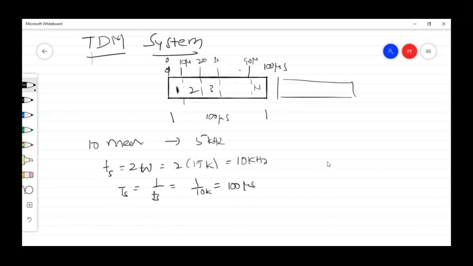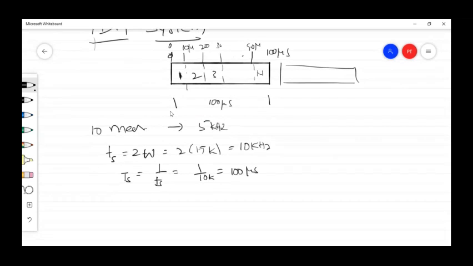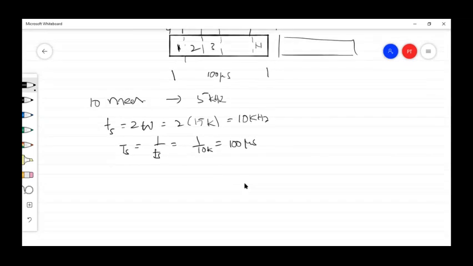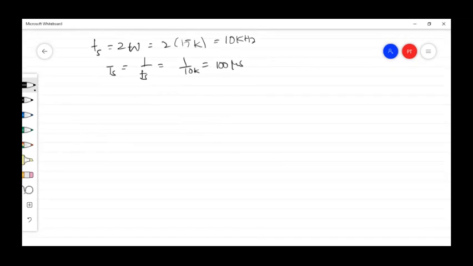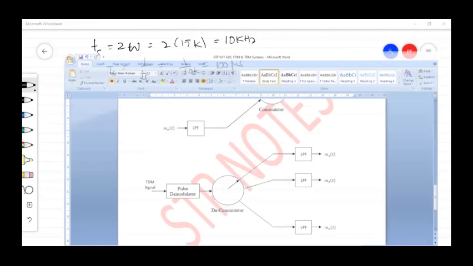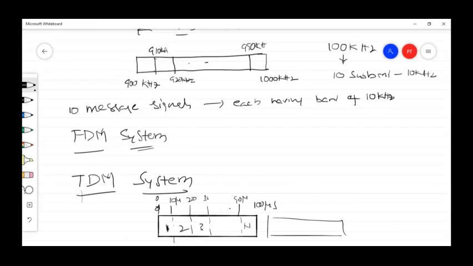So that means here we are transmitting message signals on a time sharing basis. So a given frame time is used by all the message signals. Now let me show the diagram.